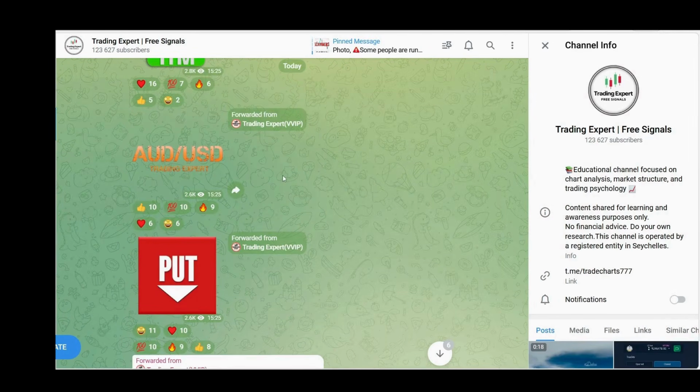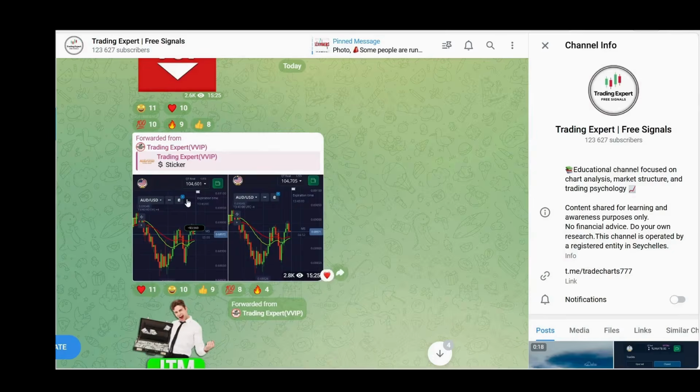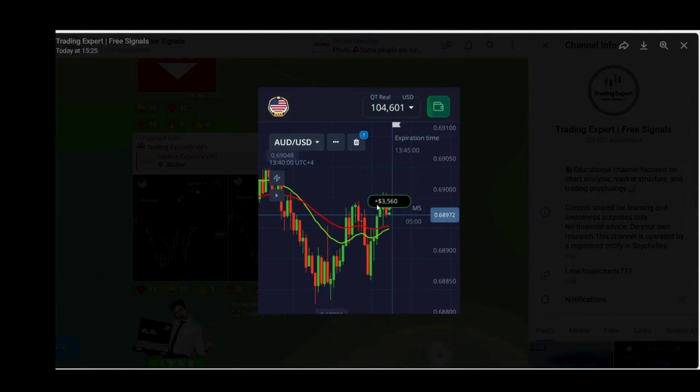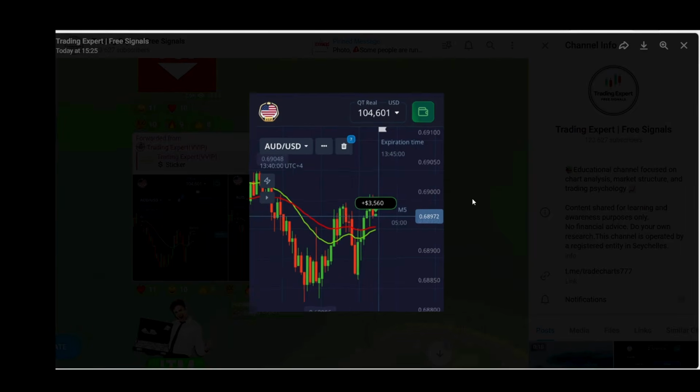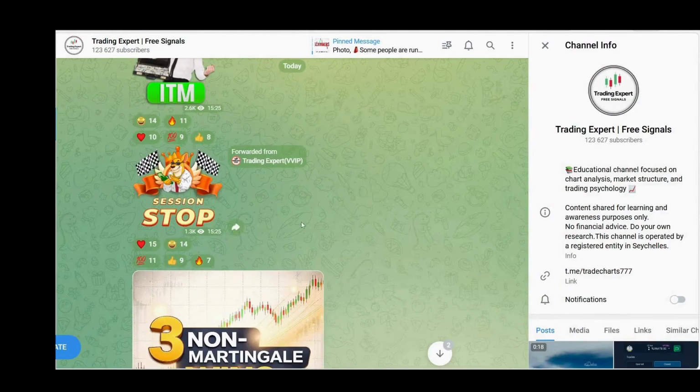Next, let's move on to the third trade that we provided on AUDUSD for a downside move. Let me explain the trade. The candle left a wick on the downside, and there was also a resistance level present. That's why we provided a signal for the downside move, and this was another amazing win.